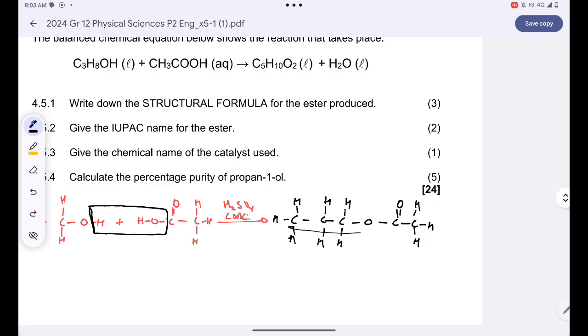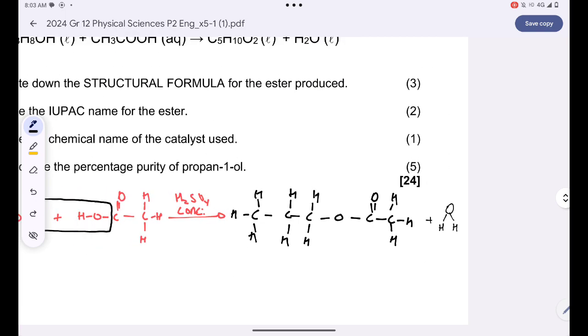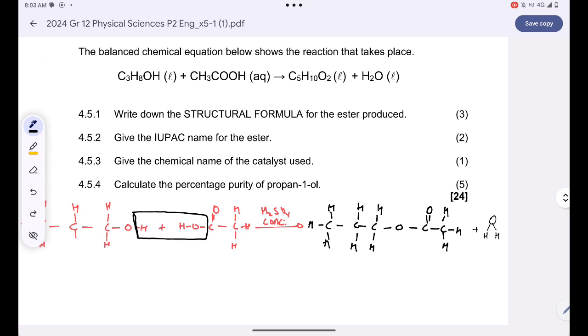The first part over here is contributed by the alcohol, and the second part is just the contribution of an ester. We obviously have our inorganic product as well, which is just water, that's H2O, in structural formulas. Okay, so to answer the first question, to write down the structural formula for the ester produced, this is the structural formula, guys.